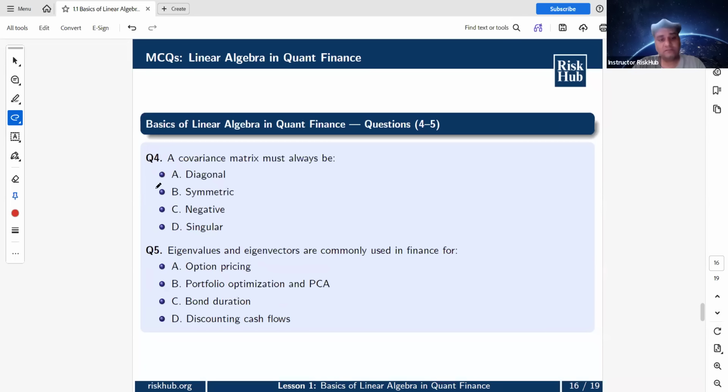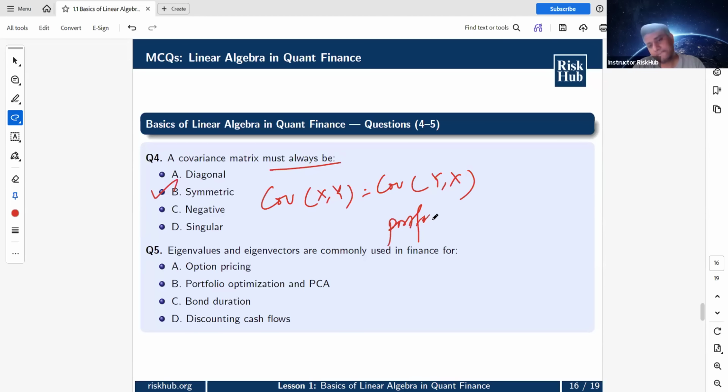Then we get into this one, covariance matrix. Covariance matrix must always be what? Symmetric, right? Why? Because covariance of X,Y is equal to covariance of Y,X. Again, a deeper thought here is that the covariance matrix also needs to be positive semi-definite, which is not given here, but I'm just telling you. It means portfolio variance cannot become negative. Otherwise, the risk model becomes mathematically invalid. The additional point is that your portfolio variance cannot become negative.